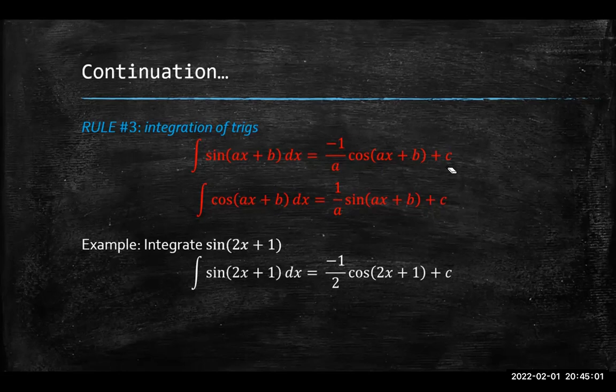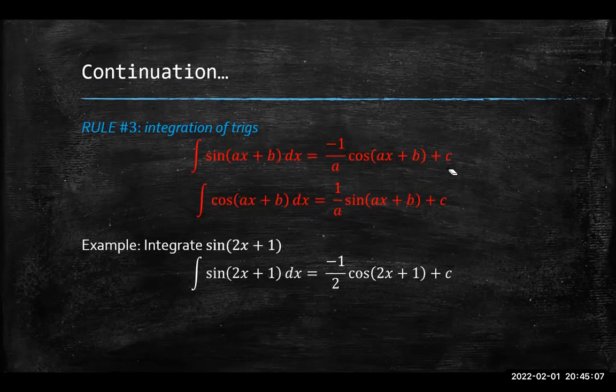According to my rule, the integral of sine of ax plus b dx, with respect to x, is equal to minus 1 on a cos of ax plus b, and then don't forget your constant plus c. For cos, the integral of cos of ax plus b dx is equal to 1 on a sine of ax plus b. Of course, you can't forget your constant plus c. So notice the angle stays the same. So ax plus b, it's still ax plus b. For sine, it's negative. Cosine, positive.